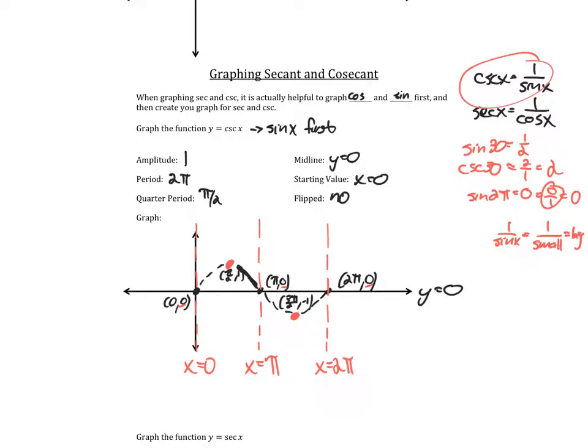For example, what's going to be bigger, 1 divided by 10 or 1 divided by 1/10? 1 divided by 10 is 1/10. 1 divided by 1/10 is 10, right? So the smaller the denominator is, the bigger the value is. So if my cosecant graph is 1 divided by all these sine values, and those numbers are getting smaller, that means my cosecant graph should be getting bigger.